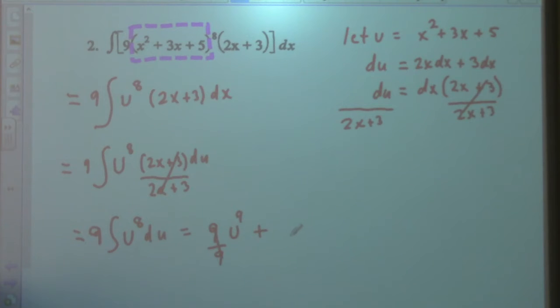C. Plus C. And there's only one thing that remains to be done, and that's we can go ahead and replace this, can't we? Since u is that, we can just replace u with u squared plus 3x plus 5, and that's going to be to the 9th power plus c. And so is that our answer? Yeah, that's our answer.